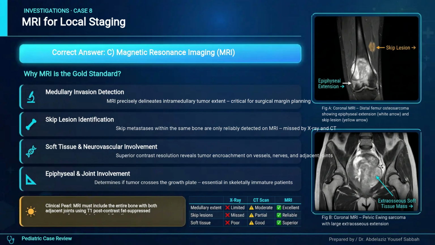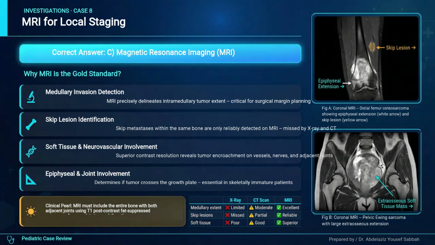Skip lesions, meaning separate metastatic foci within the same bone, are only reliably detected on magnetic resonance imaging and are missed by X-ray and computed tomography. Superior contrast resolution reveals tumor encroachment on vessels, nerves, and adjacent joints. It determines if the tumor crosses the growth plate, which is essential in skeletally immature patients.